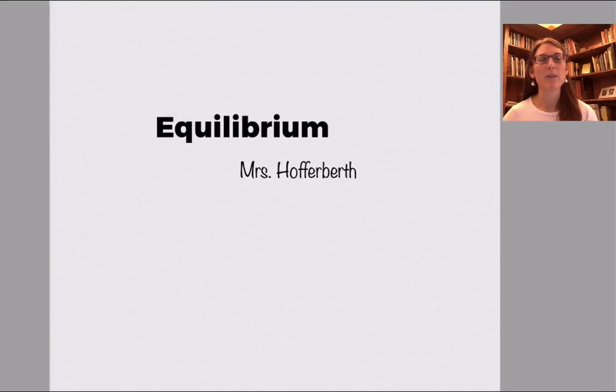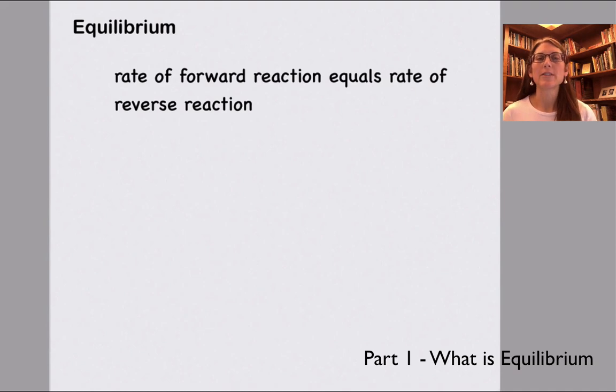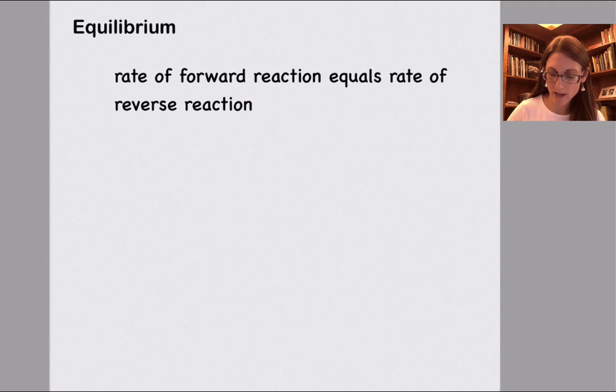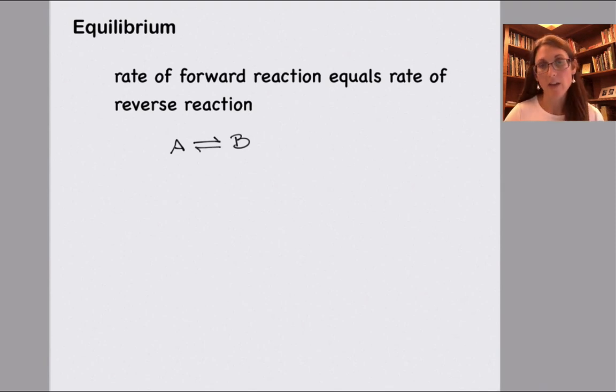Hey everybody, let's talk about equilibrium today and figure out what that means. Starting with a definition: when a system reaches equilibrium, the rate of the forward reaction equals the rate of the reverse reaction. So if we have a chemical system, let's say we have chemical A, and it is going to react to form chemical B. Well, the reverse reaction can also happen. Chemical B can react to form chemical A.